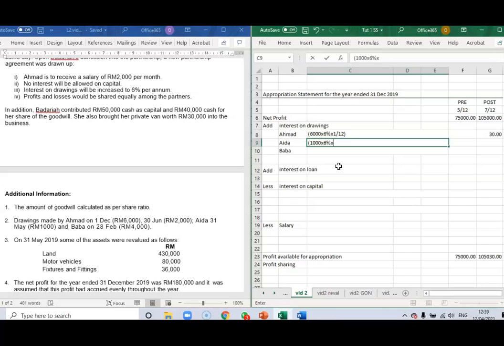It starts from June, July, August, September, October, November, December. So it's 7 months. So 7/12. So again, blank in pre. So you put here the amount 1,000 ringgit multiplied by 6% and multiplied by 7/12. So 35 ringgit.